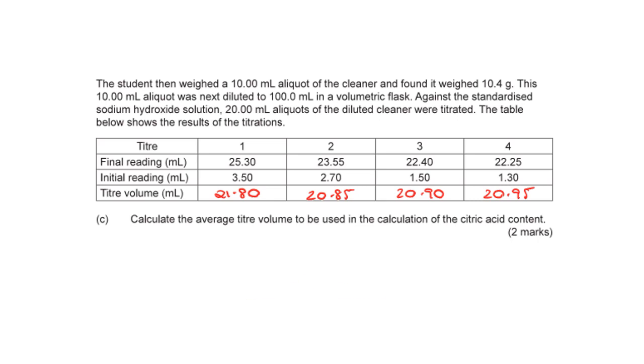All right. So what's the average? You can only use number 2, number 3, number 4, and we get 20.9 because they are all concordant with each other. Why is this one 2 marks and the previous one 1 mark? Well, that's a good question. I don't have the answer for that.